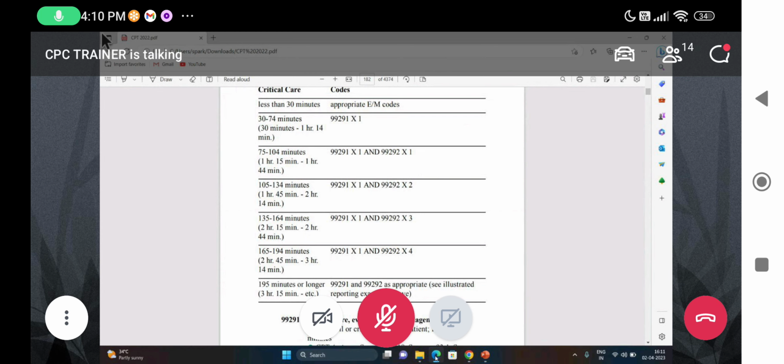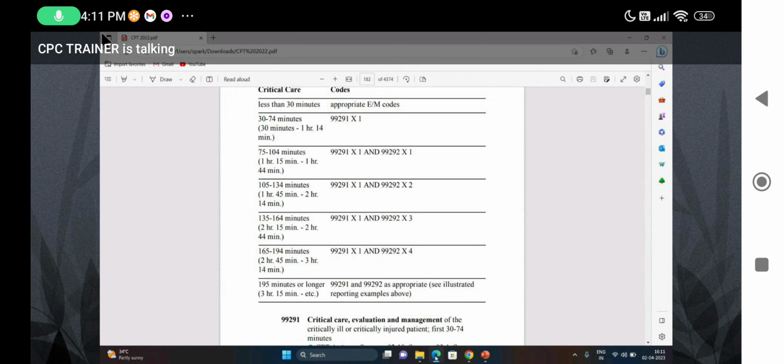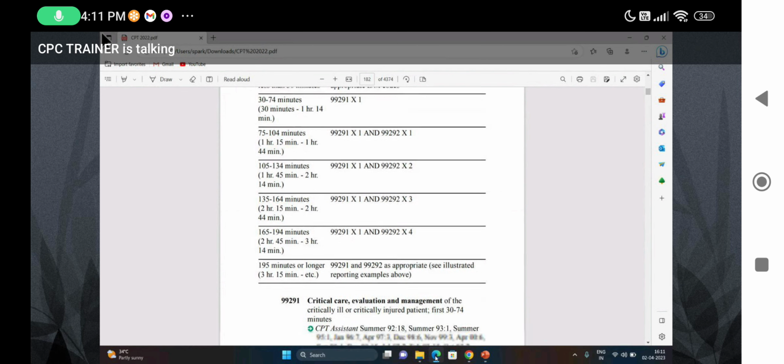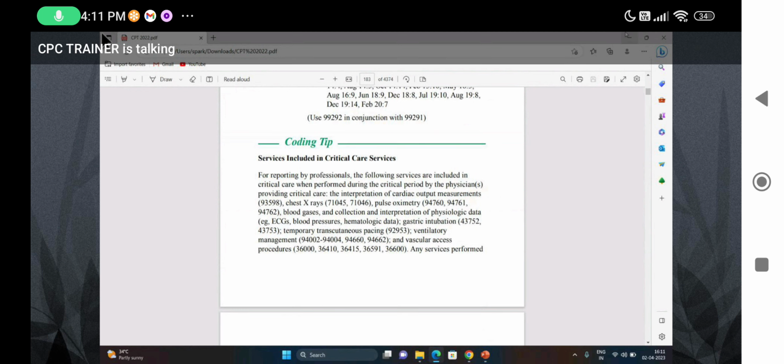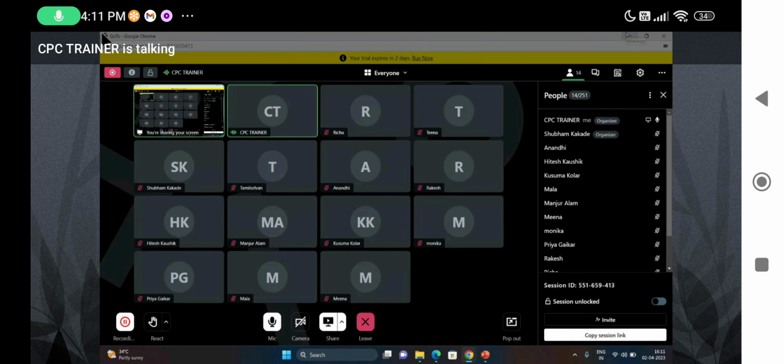You guys clear? That's all, guys. So whatever the timing the provider documented, you have to check and code accordingly. That's all. So from critical care, one time-based question you are receiving in your exam. And the next one, please note down, is the critical care included services, guys.